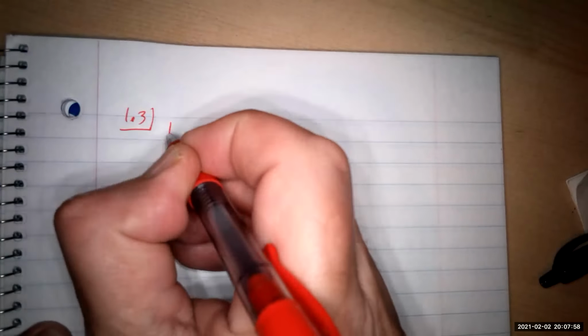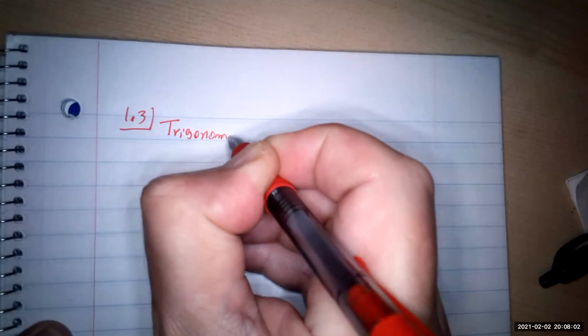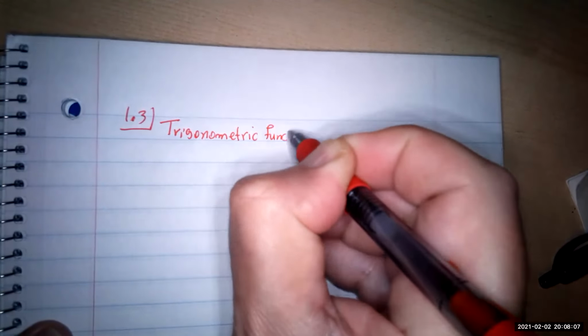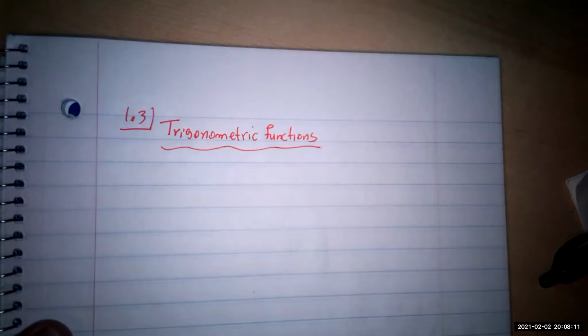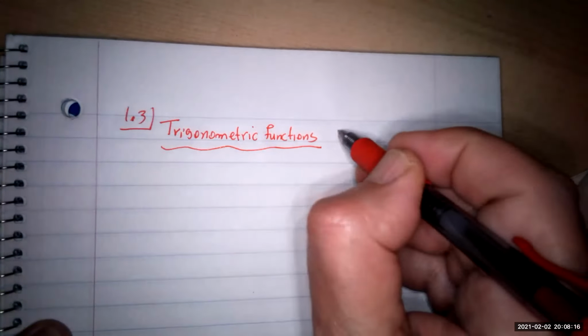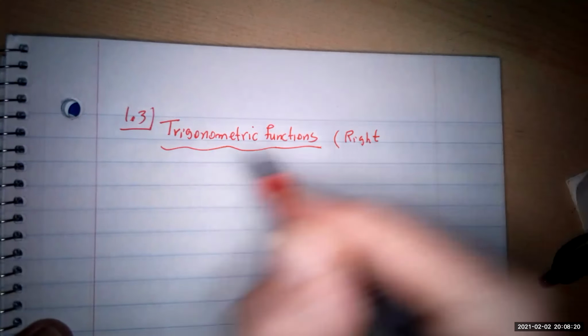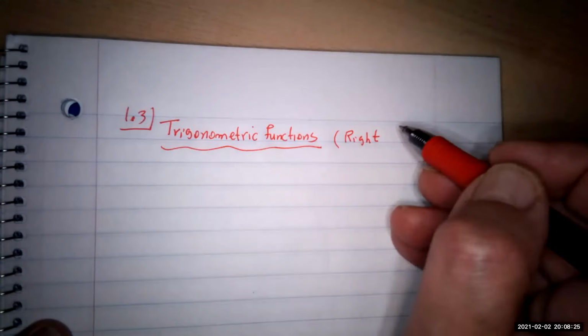1.3, introduction of our tools, trigonometric functions. Okay, trig functions we call it. But we call it the right triangle version. There are different versions, but it's going to depend on this one. Okay, it's the right triangle version.